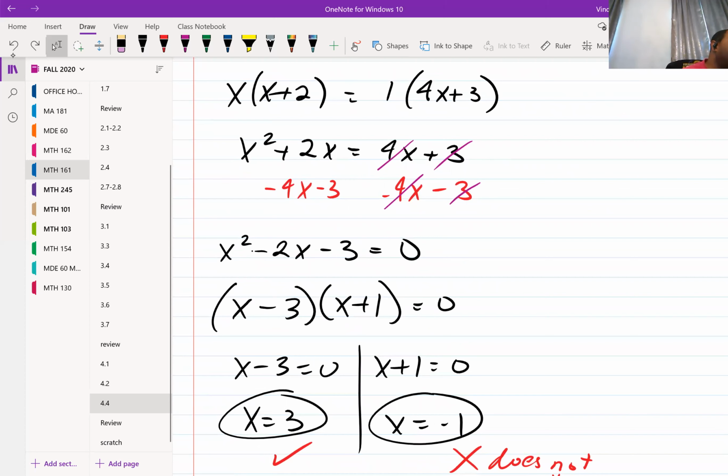All right, one thing: you've got to plug them in to make sure. Once you do so, you'll see that 3 will work and negative 1 will not work. So 3 will be my only solution.